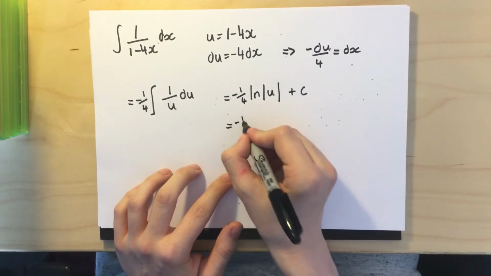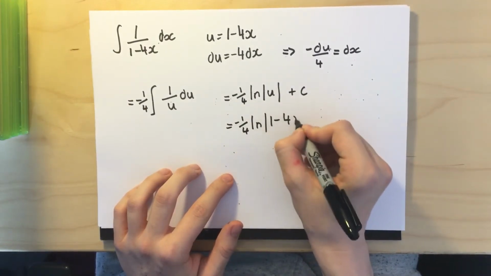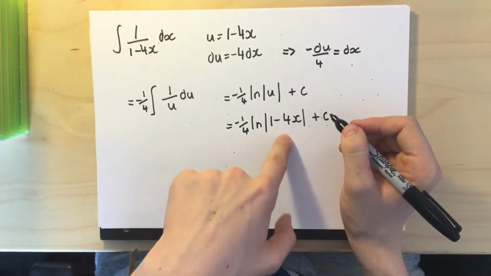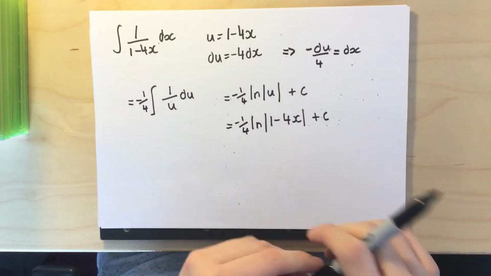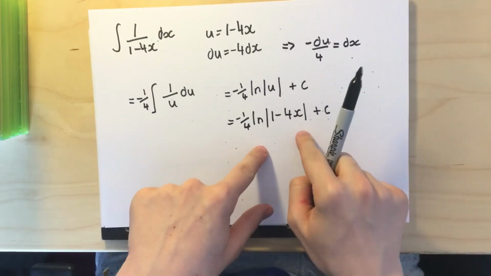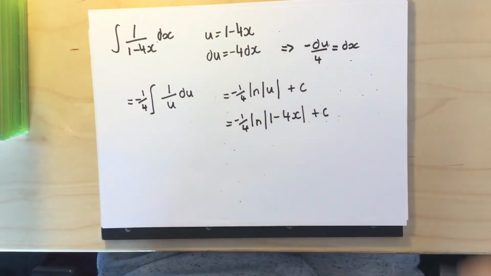Now we can just substitute our u back in, of 1 minus 4x plus c. Here, if our u was a constant, or a positive constant, we wouldn't have to have the absolute value sign. We put the absolute value sign in, just because this could be negative and it can only be positive with the natural log.